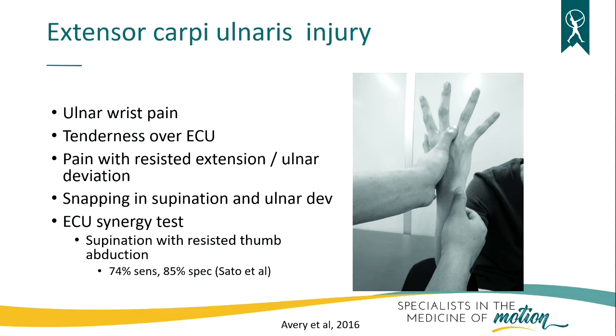Resisted extension and ulnar deviation is telling, and if you have instability of the ECU, you may see snapping with circumduction of the wrist. I think a useful test for this is an ECU synergy test, and this is a supinated hand when you ask the patient to abduct their thumb and fingers, and you try to close the thumb and middle finger. If that reproduces pain over the ECU, there's likely some degree of tendinopathy or injury in that region.